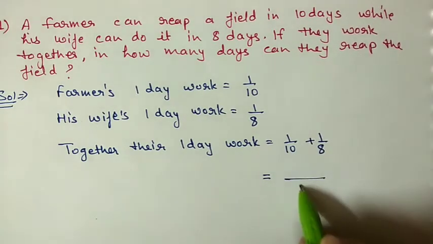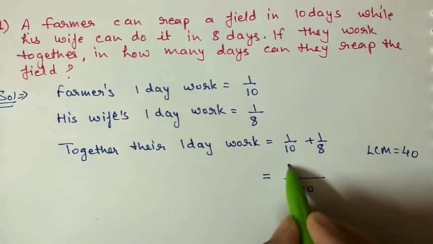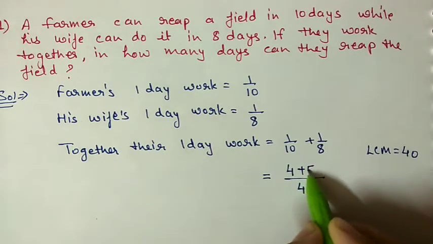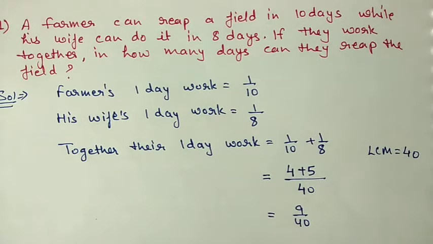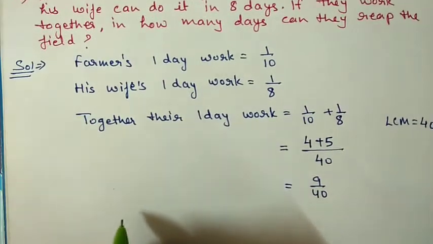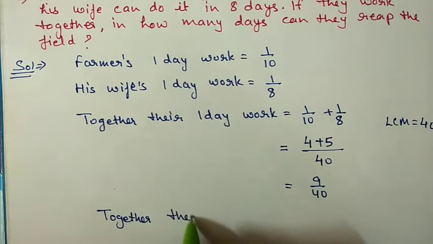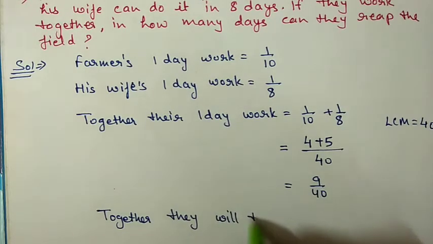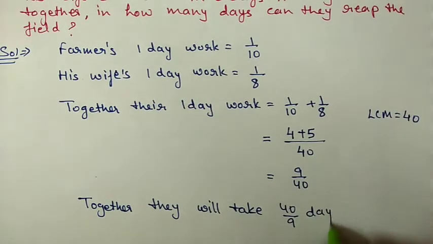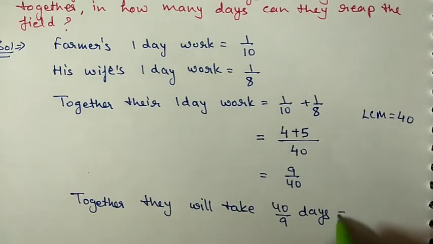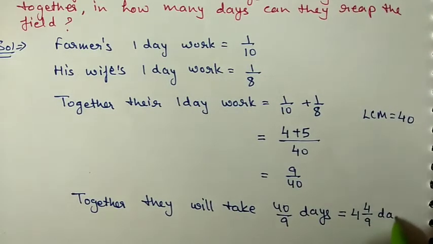LCM for 10 and 8 is 40. So here you will get 4, 10 4s are 40 and 8 5s are 40. So 9 by 40 we are getting here. Now we can take the reciprocal of this. So together they will take 40 by 9 days, which you can change into mixed fraction, which is equal to 4 whole number, 4 by 9 days.